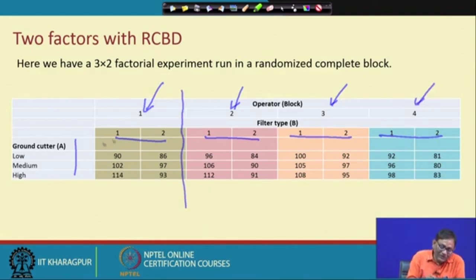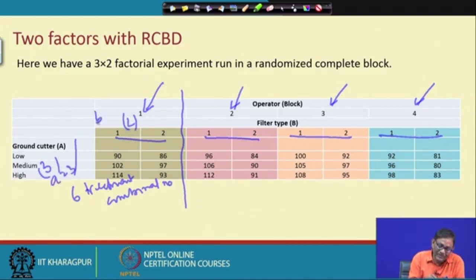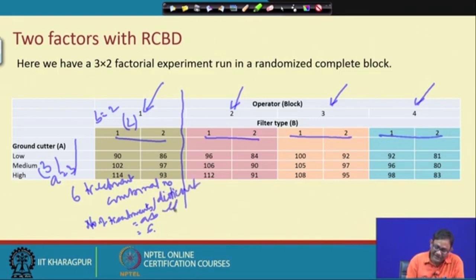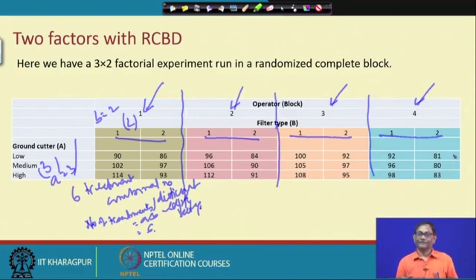In each block, all the 6 treatment combinations are run. It is 6 because here A equal to 3 and B equal to 2, so the number of treatments is A times B, that is 6. We also sometimes say these are the independent distinct experimental settings. So, block operator 1, operator 2, operator 3, operator 4.